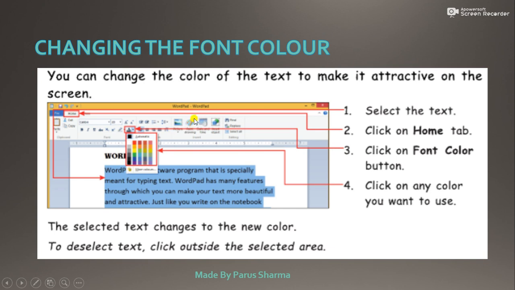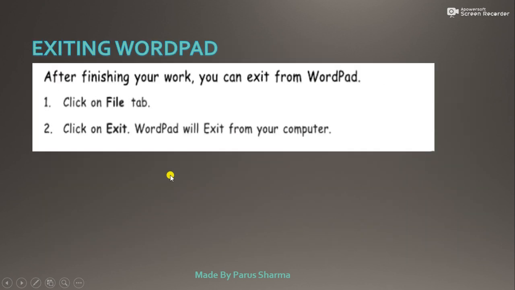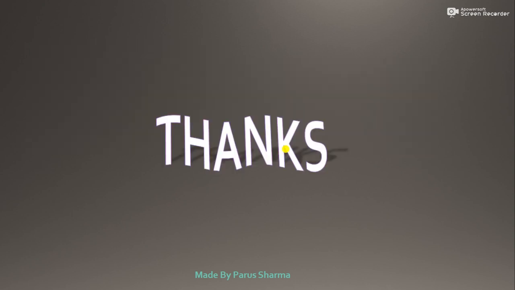Then you can change the color of the text by first selecting your text and clicking on the color which you want to give to your text. Then exiting WordPad. How to close your WordPad window? By clicking on the File tab and Exit WordPad. Another option is to click on the close button which is on the title bar. And this is all in this chapter. Thanks.